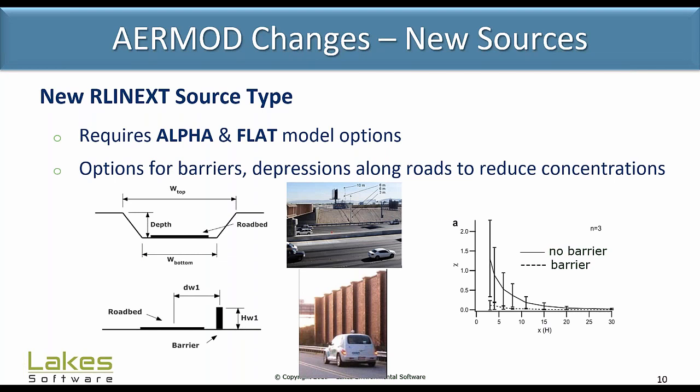The R-line XT source is different from R-line in that it has options for including barriers and depressions along roads to reduce concentrations. So you can see some examples here from the images, looking at the depression where the roadbed is some distance, some depth below the standard base elevation of the surrounding area, or the incorporation of the barrier. Of course, both of which, as you can see from the graph on the right, show impacts of no barrier versus a barrier, and the barrier helps decrease concentrations downwind from the roadbed source.